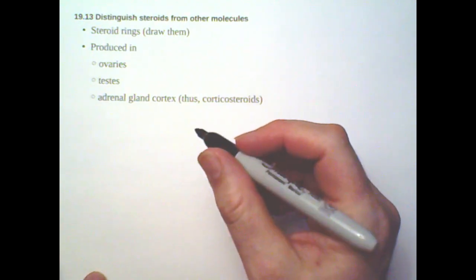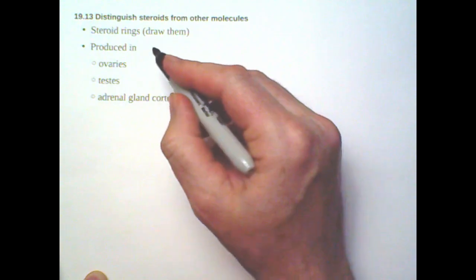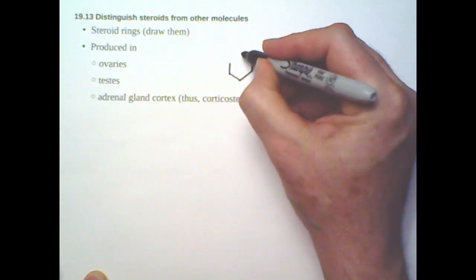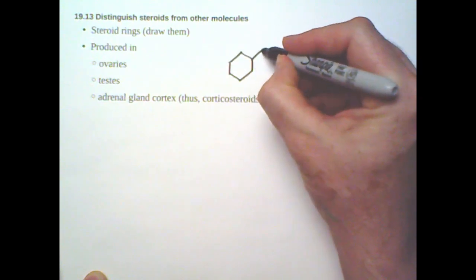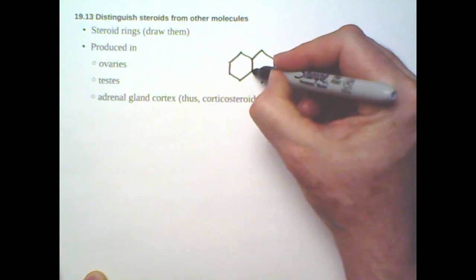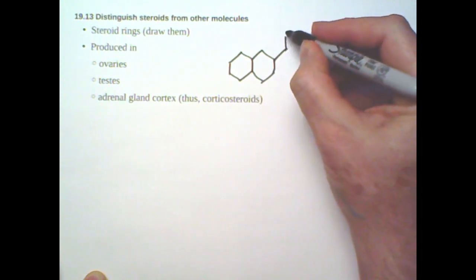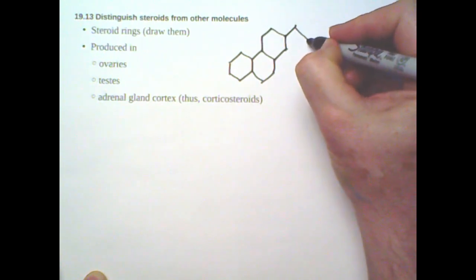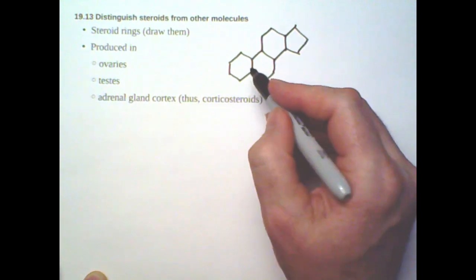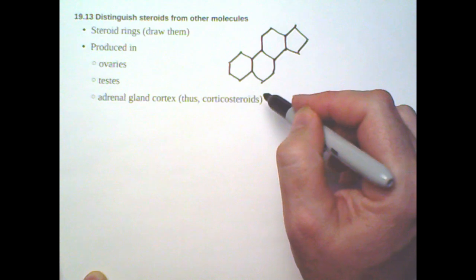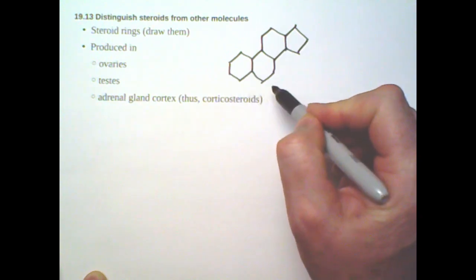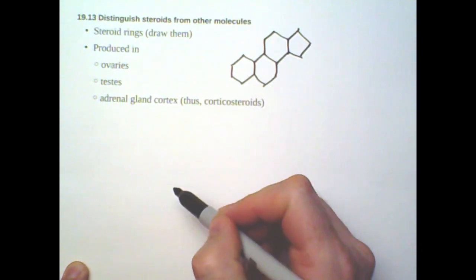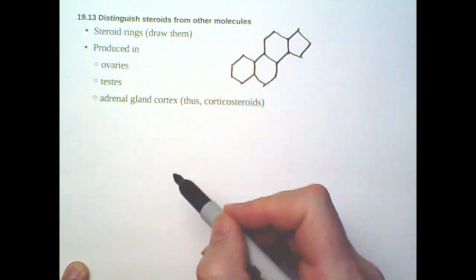And these next problems, you need to know what a steroid ring looks like. And I've drawn it in previous videos. 6, 6, 6, and 5. And it can have different alkyl groups or oxygen or some double bonds in them, but you need all those carbons to know that that's a steroid ring.